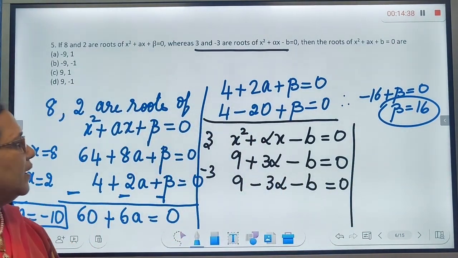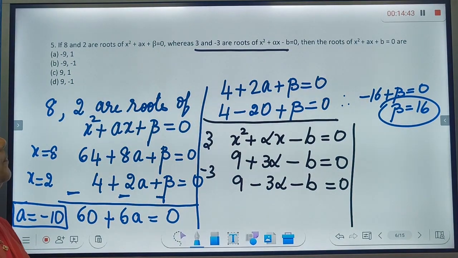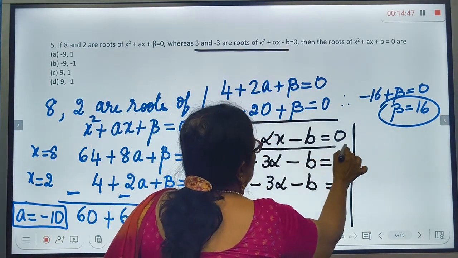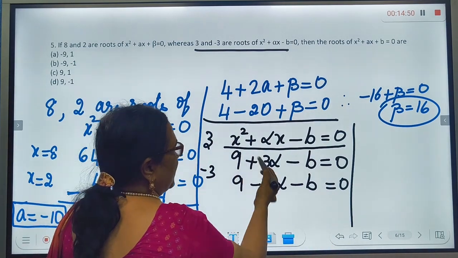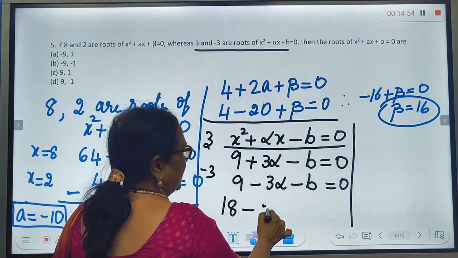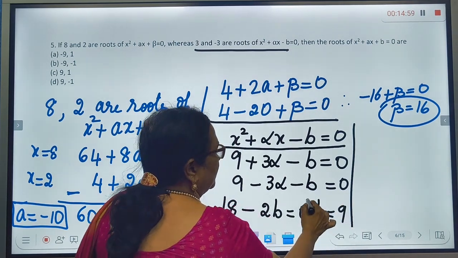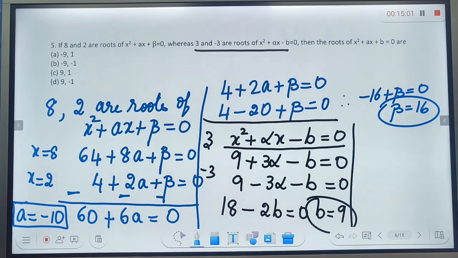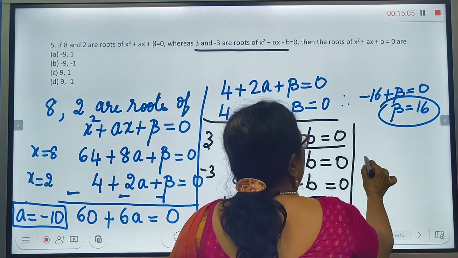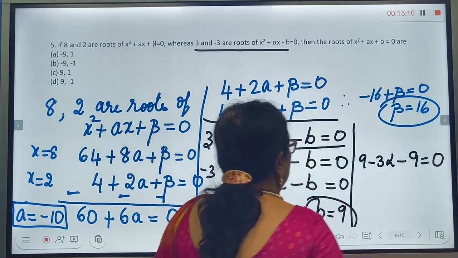When I put x is equal to minus 3, right? So I am substituting in which equation? x square plus alpha x minus b equal to 0. In this equation I am substituting. Now from these two equations let me add. I will get 18, 3 alpha minus 3 alpha will get cancelled. Minus 2b equal to 0, or b equal to 9. So I get b equal to 9. If b is 9, what is alpha? 9 minus 3 alpha minus 9 equal to 0.